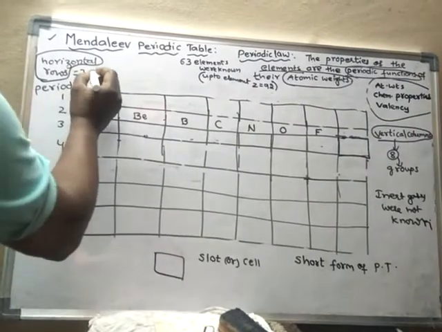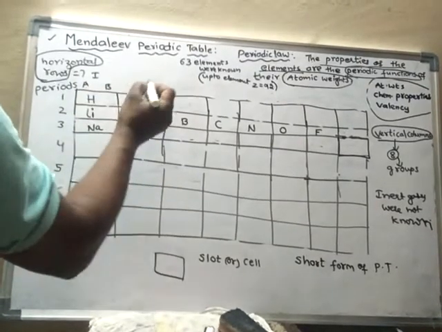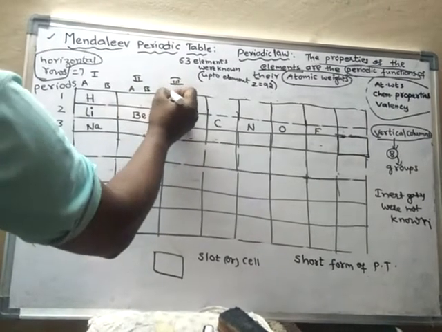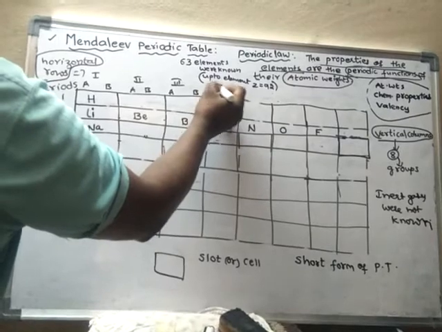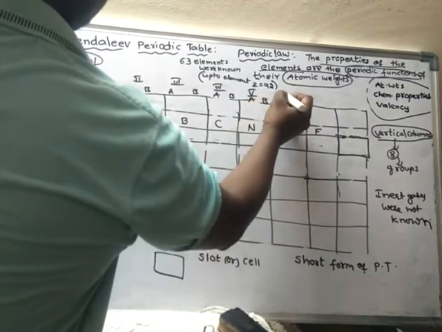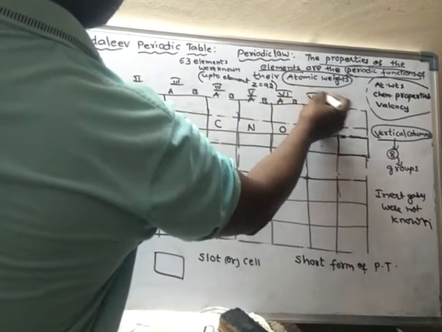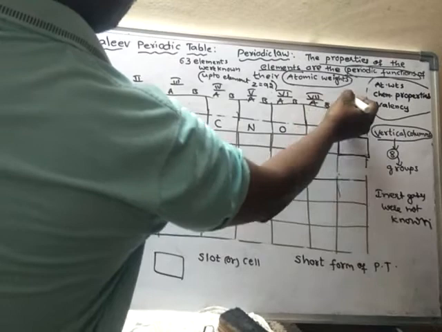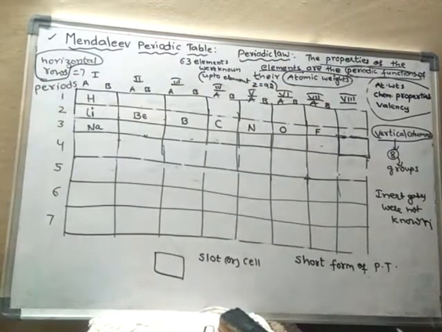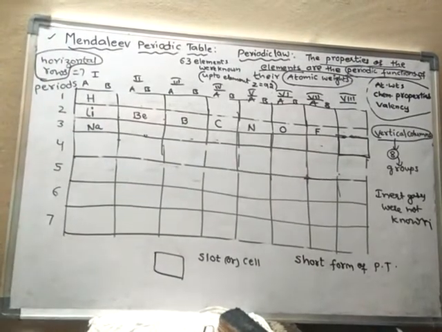Each and every group is divided into 2 subgroups: subgroup A, subgroup B. The 8th group is not divided into subgroups. Up to 7 groups he divided into subgroups.